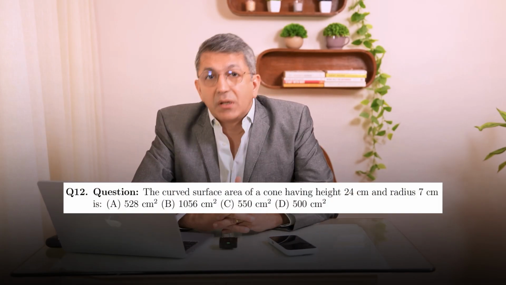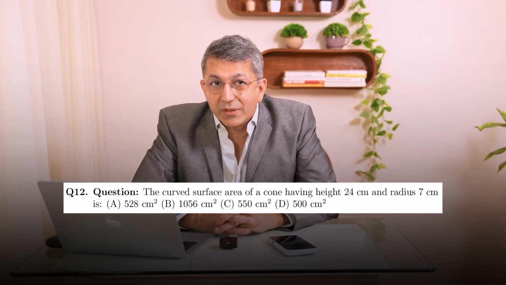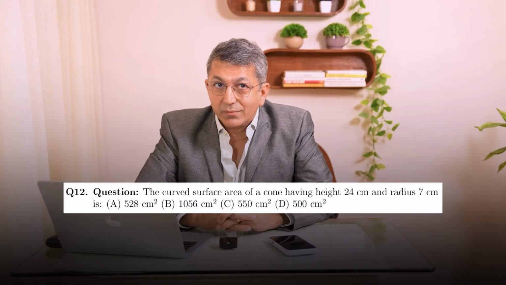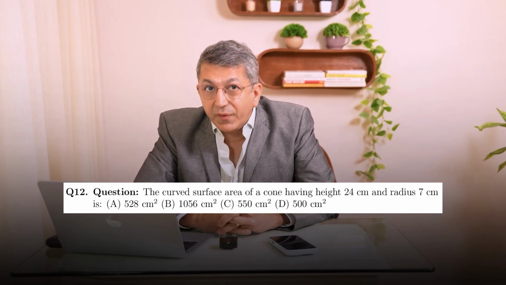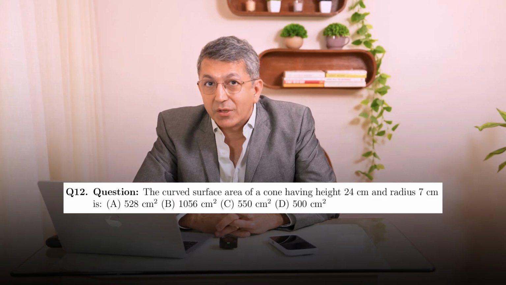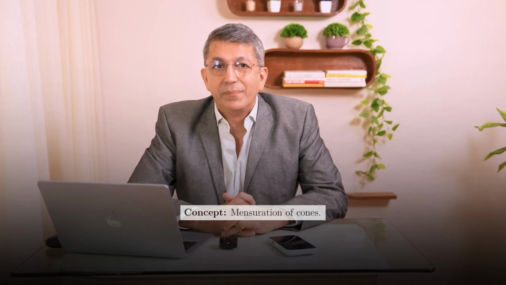Question 12. The curved surface area of a cone having height 24 centimeters and radius 7 centimeters is A. 528 centimeters squared, B. 1056 centimeters squared, C. 550 centimeters squared, or D. 500 centimeters squared. Concept: mensuration of cones.